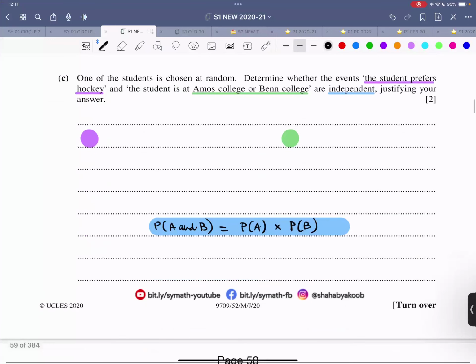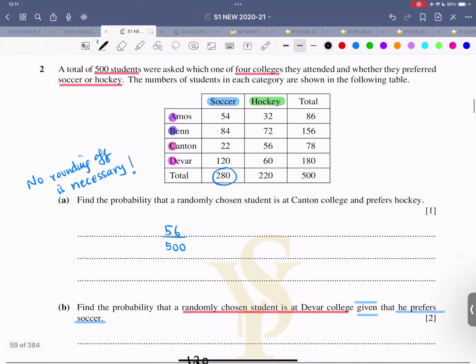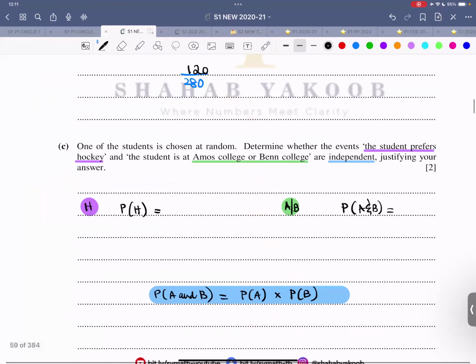So now this is about hockey. This is about college A and B. So probability of hockey is how much? Probability of A and B college is how much? So hockey altogether, it's 220. And A and B college is 86 and 156. How much is that? 150 plus 80, 230 plus 12, 242. So this is 242. This is 220. So now hockey is 220 over 500. A and B is 242 over 500.